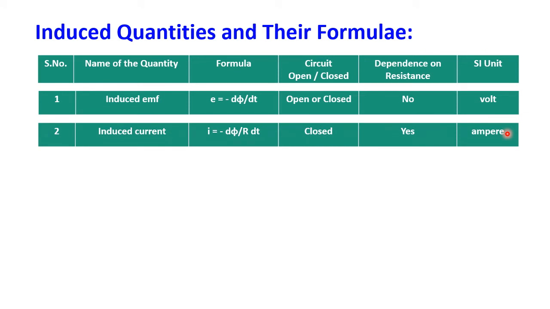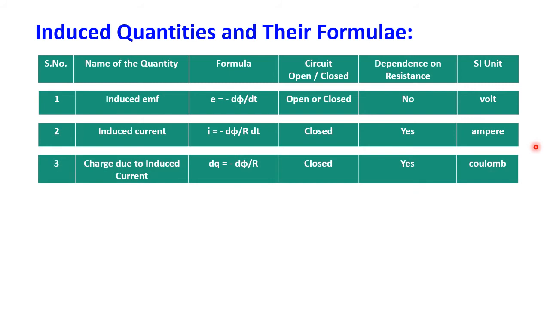Next, the second one, induced current. Here we know the induced EMF, so by applying Ohm's law we can easily get it. Voltage is nothing but current into resistance, so current equals voltage by resistance, that is d phi by dt by R. For current to flow, it must be a closed circuit, and it clearly depends upon resistance. Induced current is inversely proportional to resistance, and the unit is ampere.